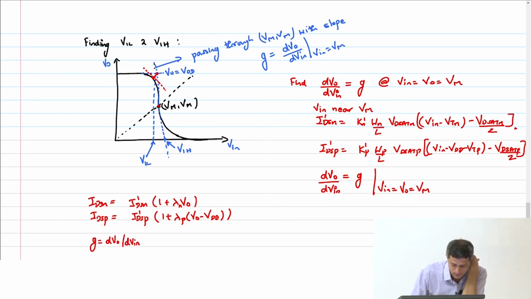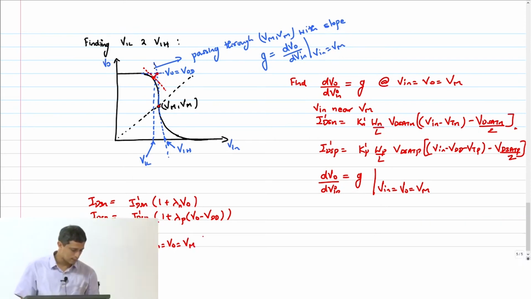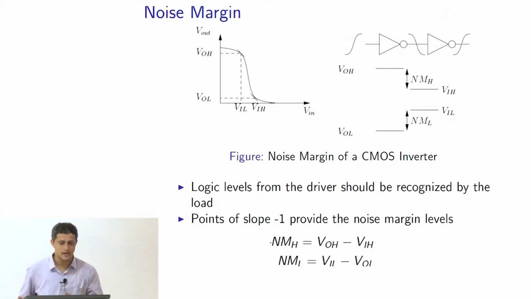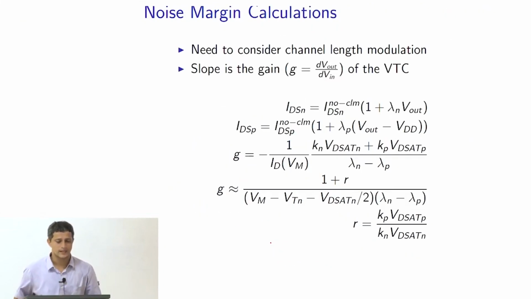So now you can go ahead and find dV out by dV in. The gain is at this point at V in equal to V out equals Vm. Okay, so I'm not going to spend my time deriving that here because the algebra is easy, but it's just cumbersome. It turns out that you can derive it to be exactly like this.